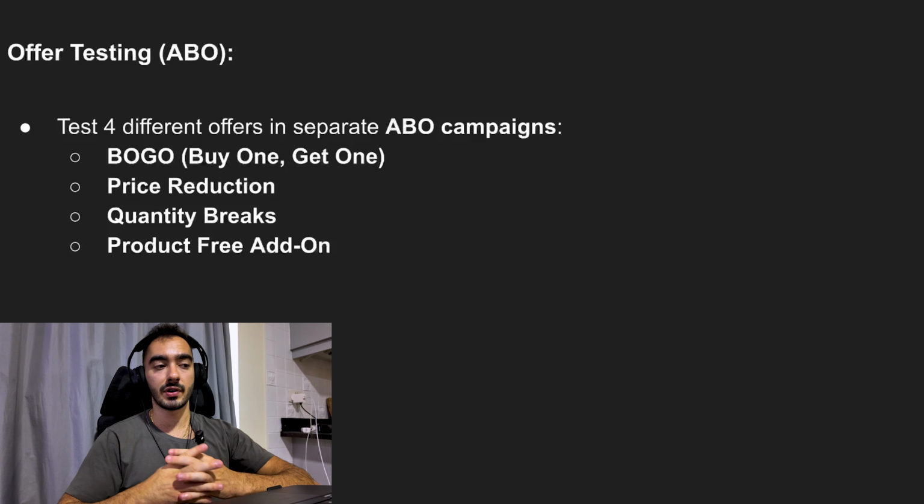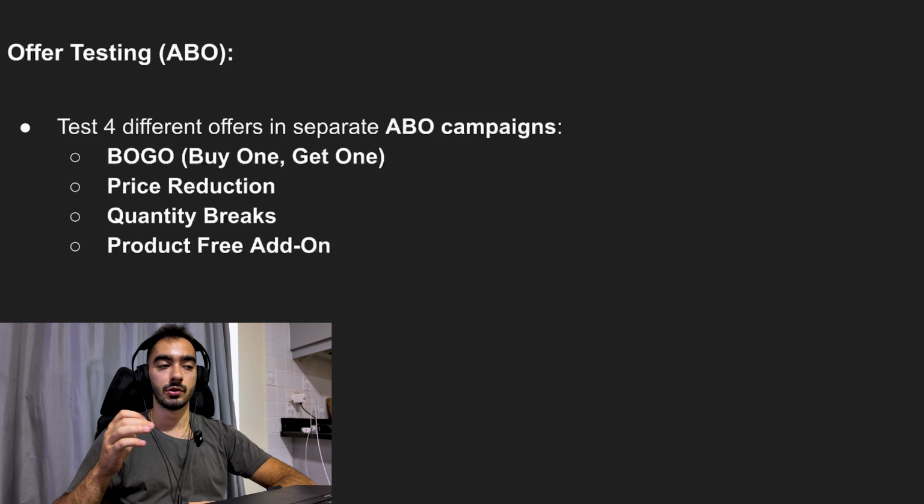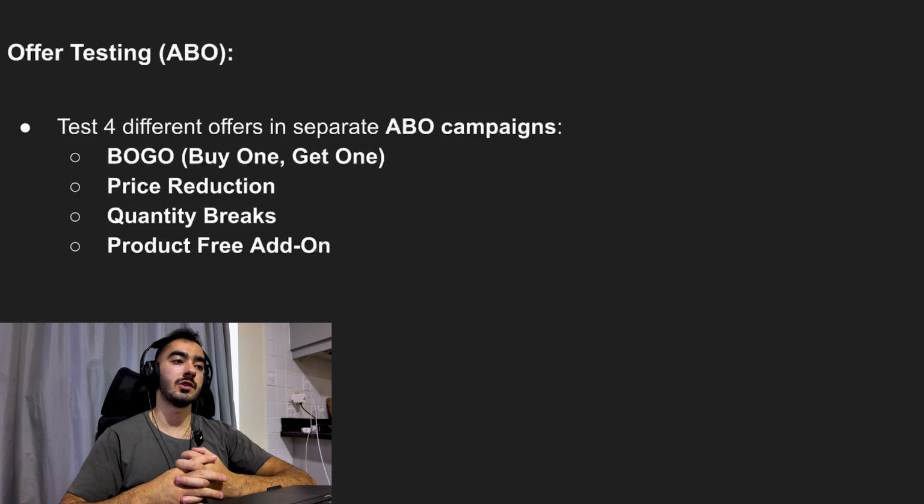Next thing is product free add-on. So you want to do a free gift. I've seen a mystery gift work really well with some products, or you can do like an ebook or something that's actually related to the product of what you're selling. Honestly, you could probably get around 20 to 50 variations, if not more, using these offers right here. But these are the 4 main offers that you want to use.